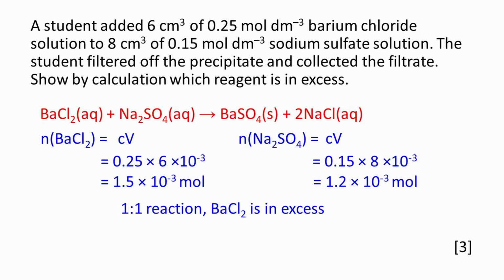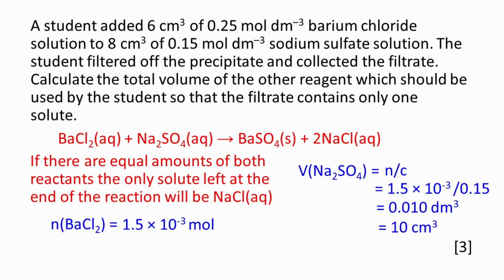We can use the equation n equals cV to work out the amount in moles of each aqueous reactant. The amount of barium chloride works out to be 1.5 × 10⁻³ moles. The amount of sodium sulfate works out to be 1.2 × 10⁻³ moles. We can see from the balanced equation that this is a one-to-one reaction. The amount of barium chloride present is greater than the amount of sodium sulfate, so barium chloride is in excess.